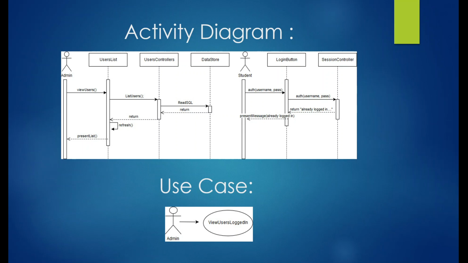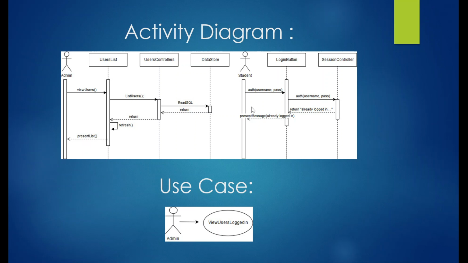This is the activity diagram of the use case. The admin is shown a users list when they log in to the dashboard. This users list calls the user controller, which is in the back end, and is in charge of retrieving a list of users, logged in or not logged in, everyone. This controller is basically reading from the database. The database will return a result. The user controller returns the result, and then the users list is set to refresh every 5 seconds. So the admin will be presented with a list of users.